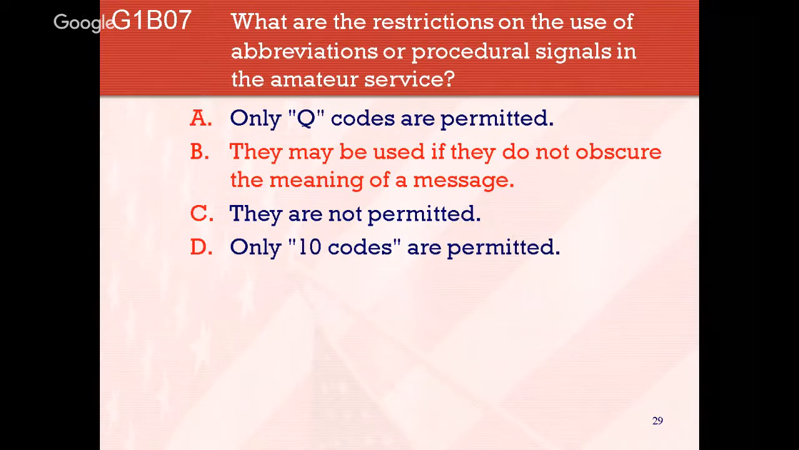Q codes are international, and they're used a lot, so they don't really obscure any meaning, but 10-4 can be used. Most hams really frown on using 10-4.